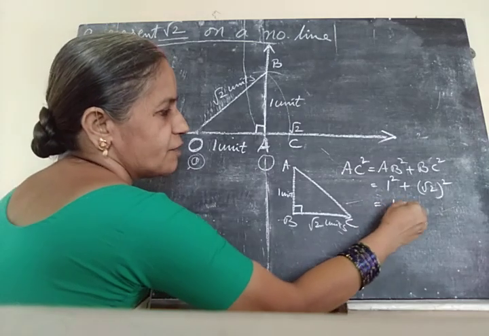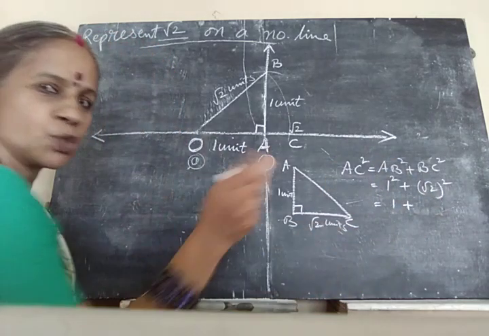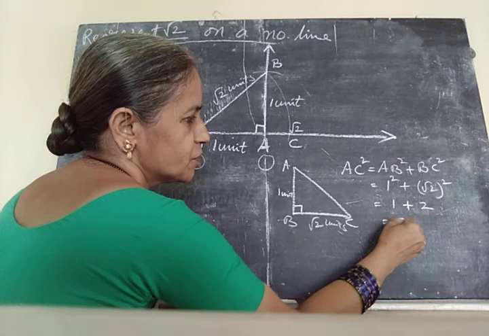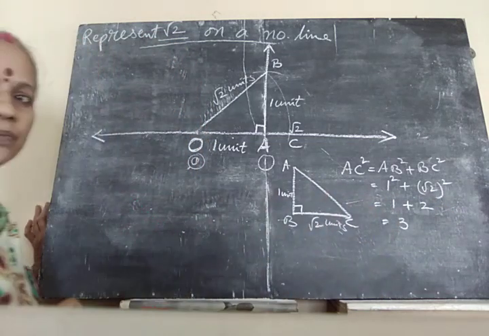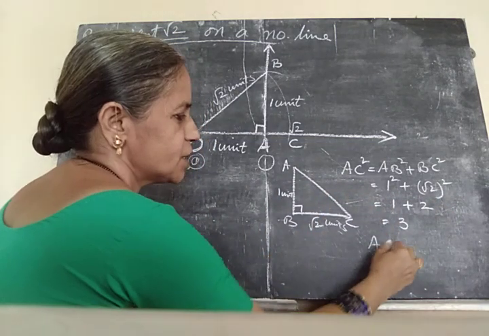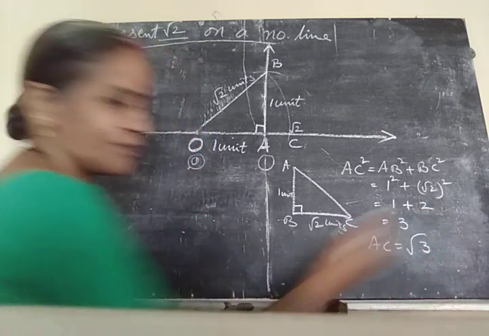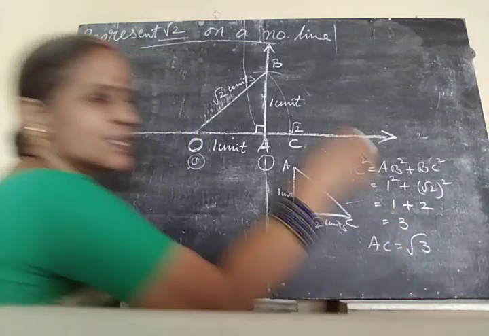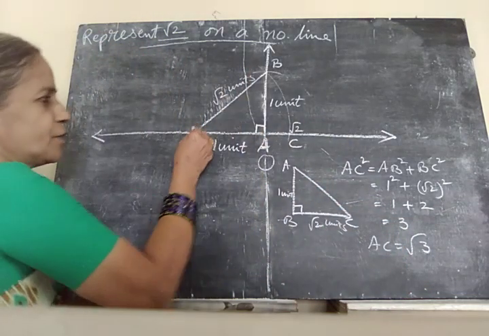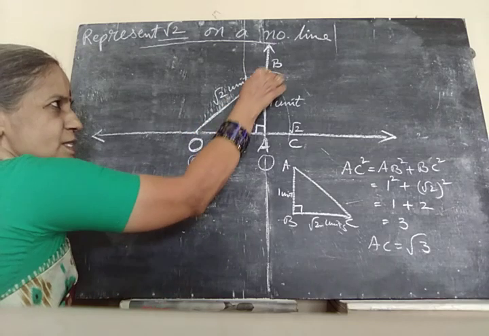Now 1 square is 1. Root 2 whole square is 2. So 1 plus 2 is 3. So AC square is equal to 3. Now AC is equal to root 3. Clear? By using this method, you have to draw. See, this is root 2 units only.